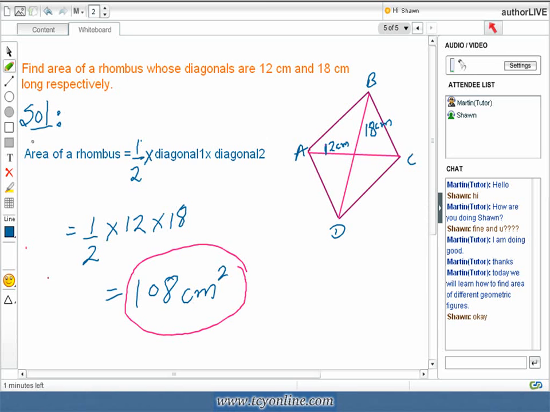Let's practice an example to find area of rhombus whose diagonals are 12 centimeters and 18 centimeters long respectively. As we learned, when we are given diagonals, formula to find area of rhombus would be half times diagonal 1 times diagonal 2. By putting in the values of diagonals in the formula, we will get half times 12 times 18, and area of rhombus would be 108 centimeters square.